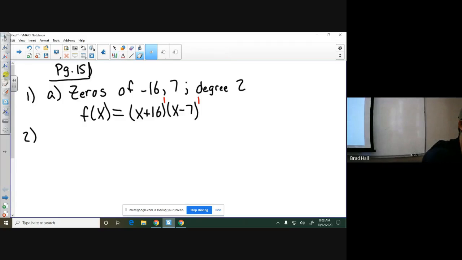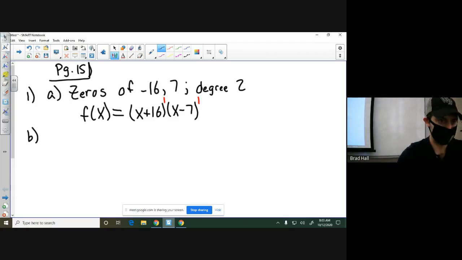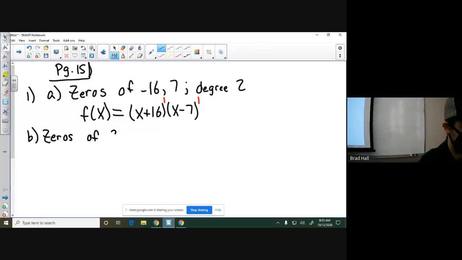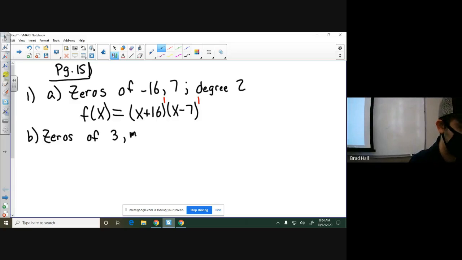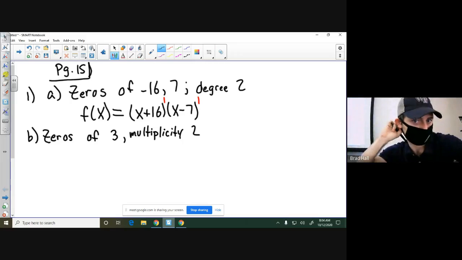Oh, wait, move on to part B. Part B gives us a somewhat similar problem. They give us a 0 of 3, but then they immediately tell us what its multiplicity is. Tell us the multiplicity of 3 is 2, which means the exponent of the factor corresponding to 3 will be 2.